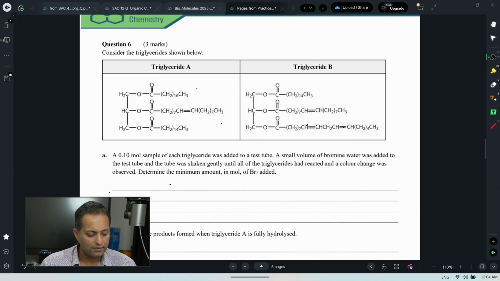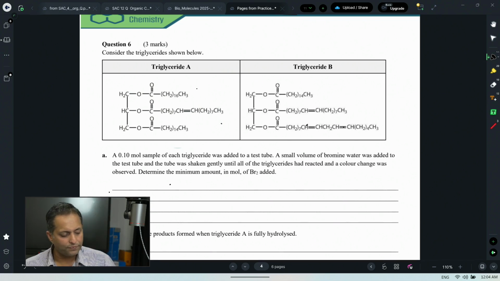Now you know that a triglyceride is made up of a glycerol part. This is the glycerol part, and this is the fatty acid part. As you can see, some of these fatty acid parts have carbon-carbon double bonds. What happens when there are carbon-carbon double bonds? Iodine or hydrogen can react with this carbon-carbon double bond. You should know that. Is that all good? So, what's happening here?